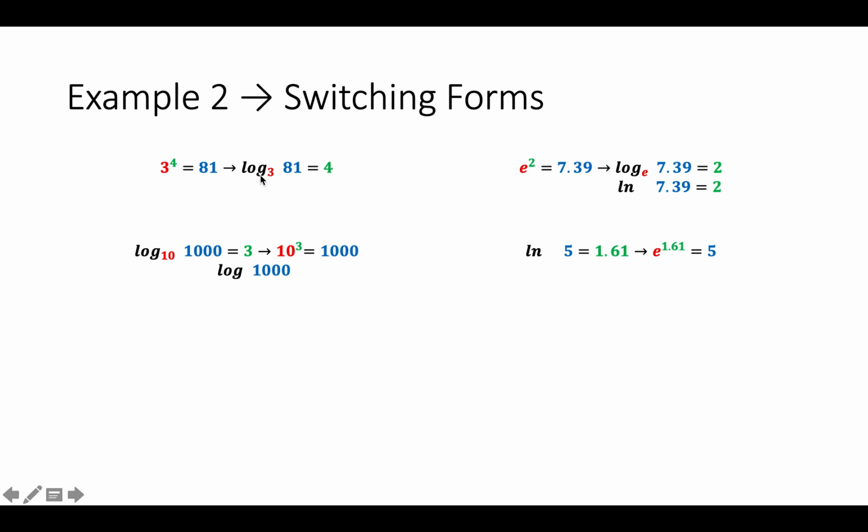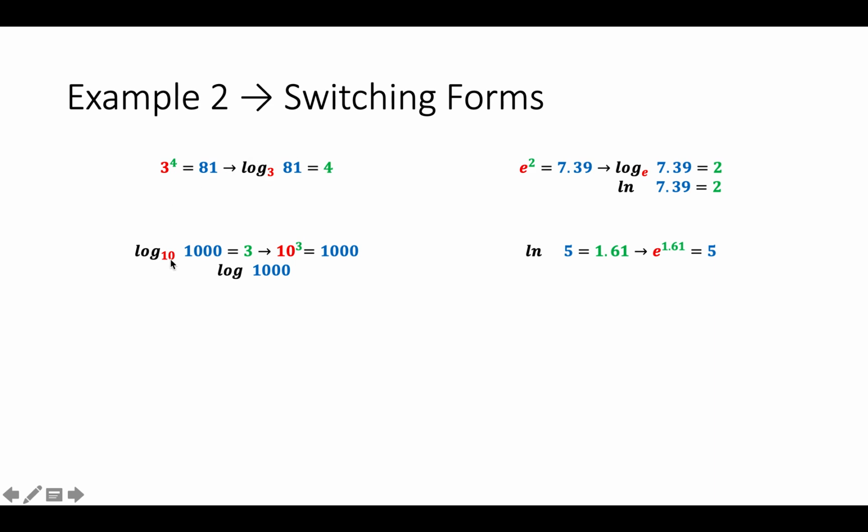Again, base goes with base. So log base 3 of 81. Do you see? 81 is the output from the exponential function. It becomes my input argument to the logarithm function. And then the exponent is the output of the logarithm function.